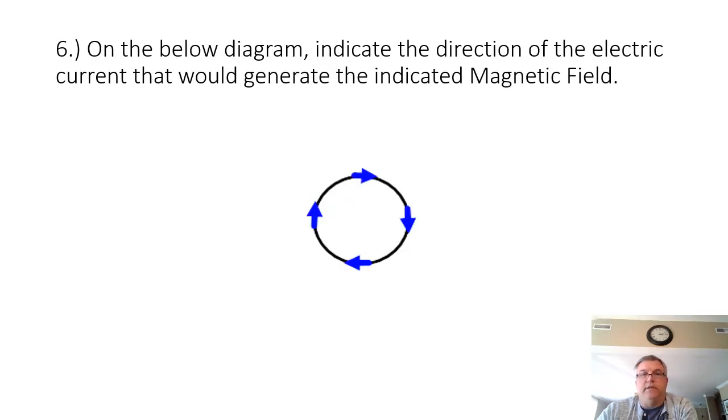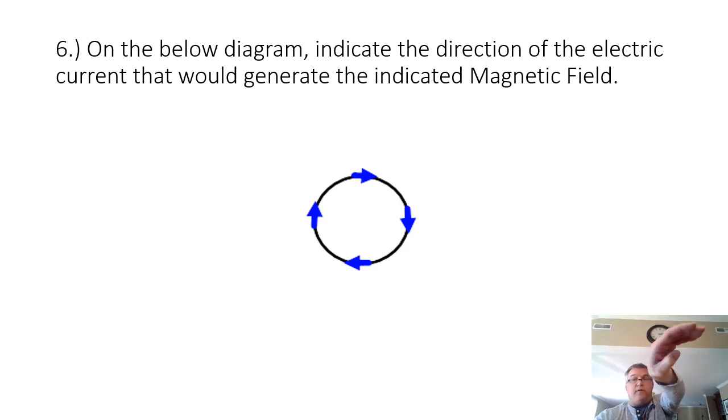Problem 6 says indicate the direction of the electric current that would generate the indicated magnetic field. So in this problem, they show us the direction of the magnetic field, and they want us to determine what direction the current would be going in to generate this magnetic field. If I look at this diagram, it shows me that the magnetic field is going in a circular motion, and it's going in a clockwise direction.